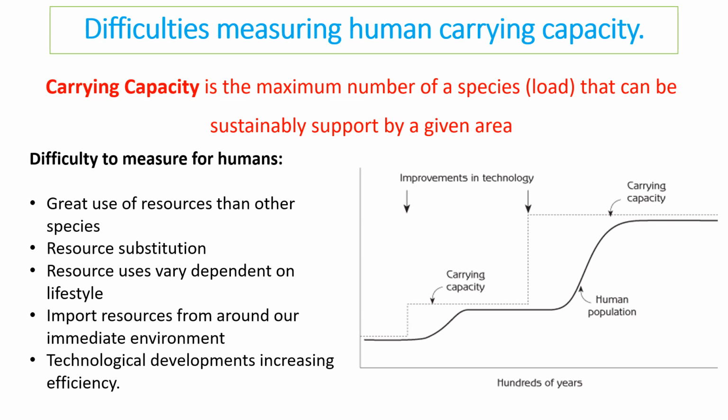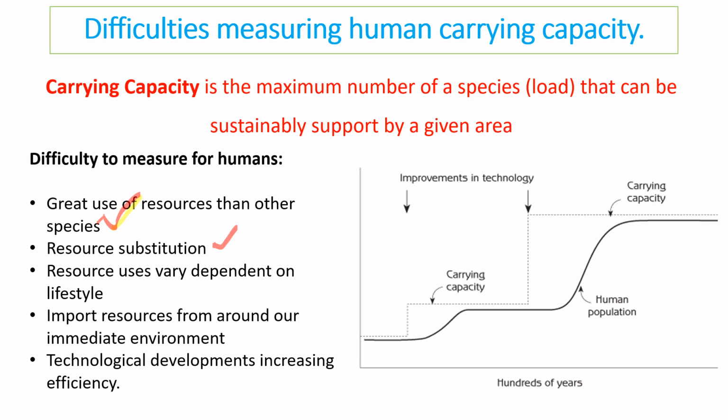It is difficult to measure for humans, and that is because humans have a great use of resources compared to other species. What I mean by this is that we don't just eat food. It's quite difficult to measure the use of oil, for example, and the use of plastics. We will often substitute one resource for another. If we were to run out of crude oil, for example, we in theory could replace that by using other energy resources and using plant oils to make plastics.